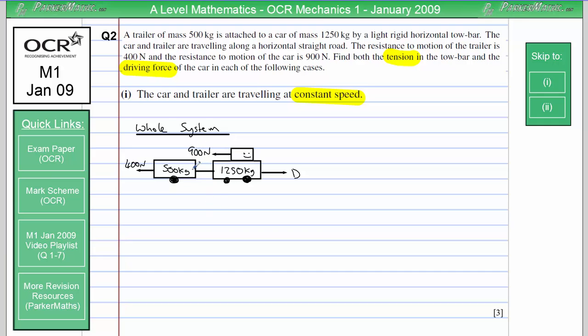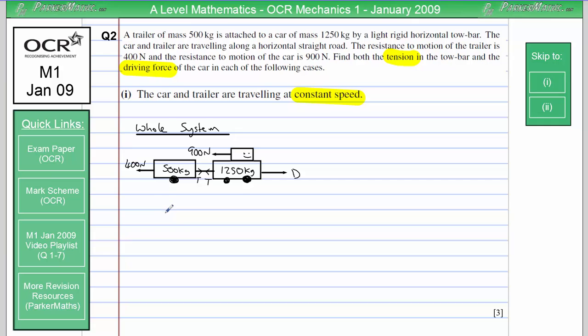We also have tension in the tow bar here. Now if you think about the tension acting on the trailer, that's pulling it forward, so we've got a force T in that direction. And if you think about the tension on the car, that's pulling it backwards. We've got a tension T there. These T's are the same value. So when we consider the whole system in one go, these two forces, the internal forces, cancel out and we can effectively ignore them for this problem.